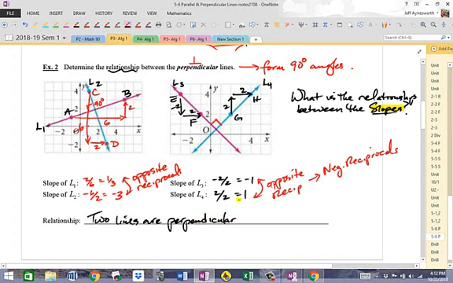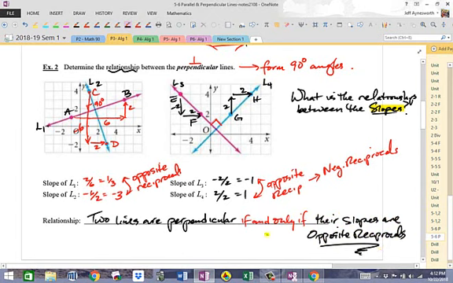Here we go. If and only if their slopes are opposite reciprocals.